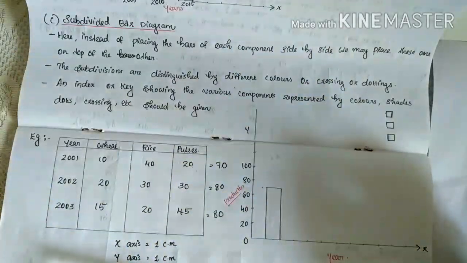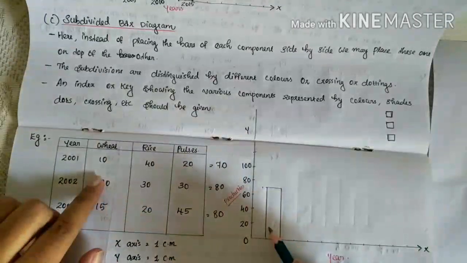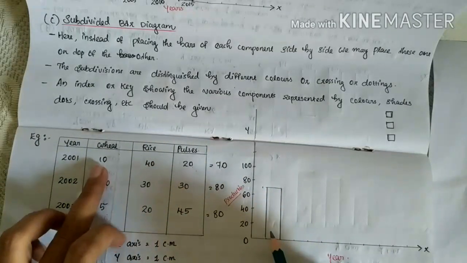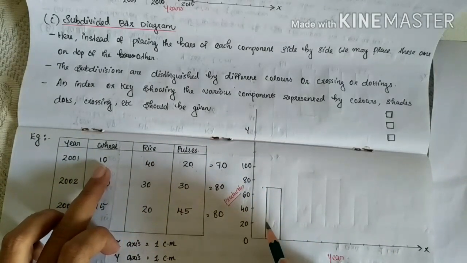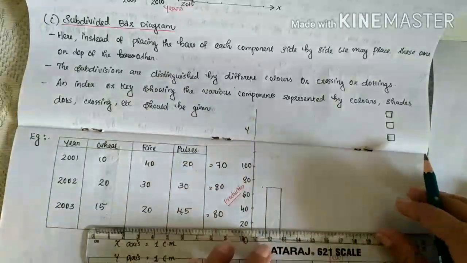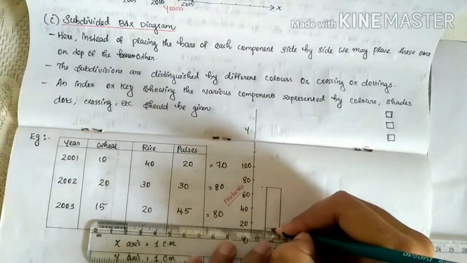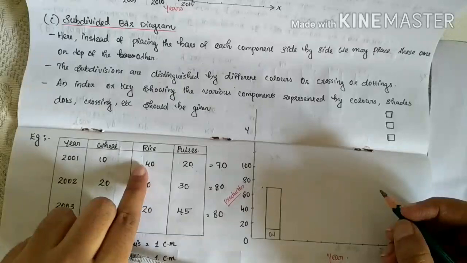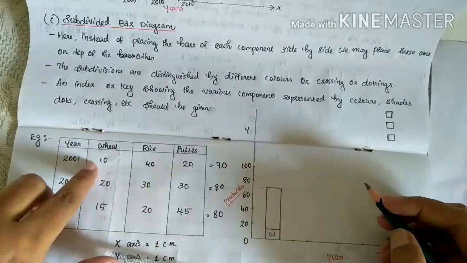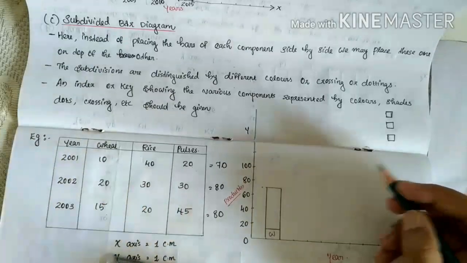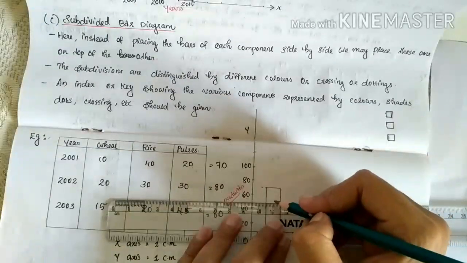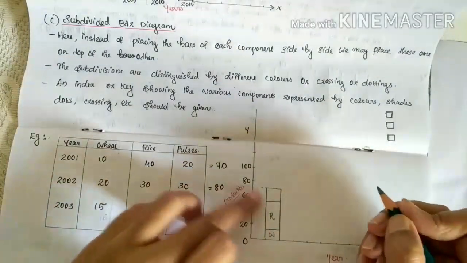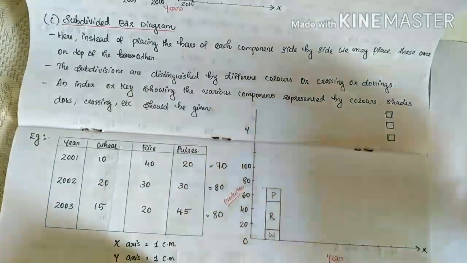Then after that, we subdivide the bar using these figures. The first item is wheat. The production of wheat is 10, so you mark 10 here. Then write wheat. The next item is rice. Rice is 10 plus 40, which is 50. So it is almost here, between 40 and 60. Then write rice. And the remaining portion is pulses.